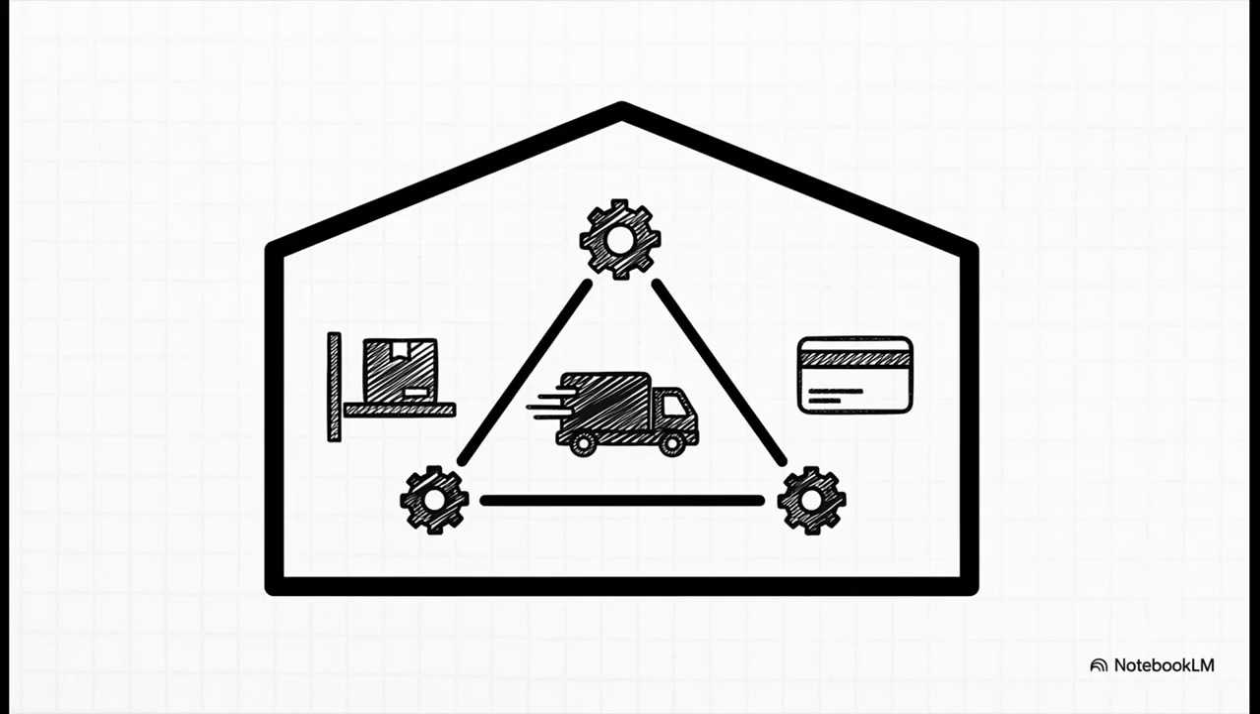Then you have the complete opposite, internal APIs. Think of these as the secret sauce inside a giant company like Amazon. They are absolutely not for the public. Instead, they're used to connect all of Amazon's own complex systems. Inventory, shipping, payments, you name it. It's how they manage that massive operation.